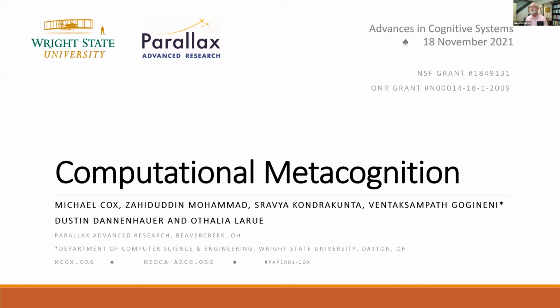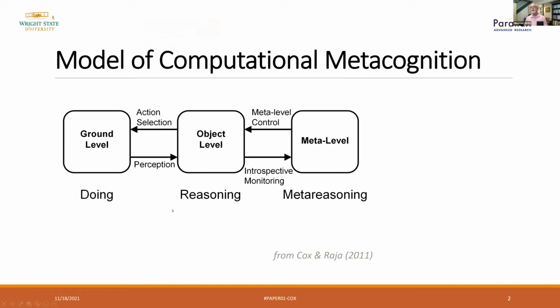So there's a very simple model of computational metacognition that, along with Anita Raja, we developed back in 2011, actually a little bit before that. The idea is that you have an agent that is doing perception and choosing actions. There's the ground level where things get done. You have perceptions emanate from the world, and you do actions and execute that at the ground level.